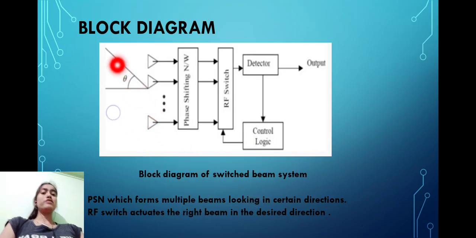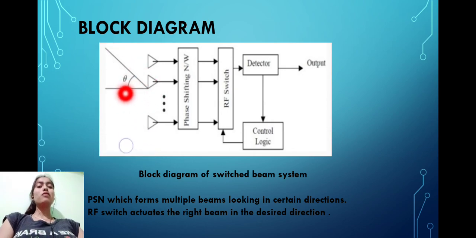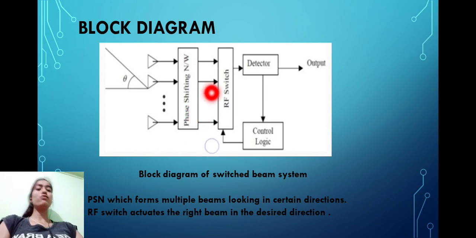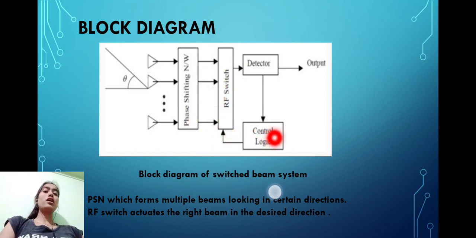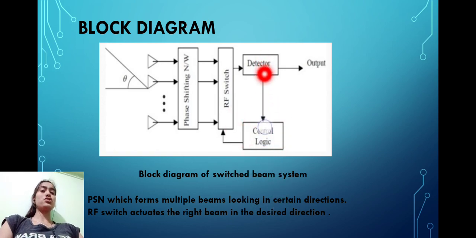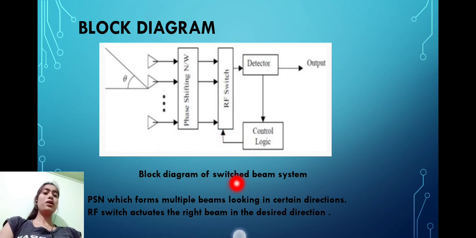Block diagram. As we can see, the angle of arrival in this case is fixed, which means the wave will always arrive at the fixed angle. It is an antenna array followed by the phase shifting network, which is followed by the RF switch. The RF switch gets its input from the control logic, which again gets its input from the detector and will provide a particular beam as the output. As we can see, the PSN will form multiple beams looking in certain directions.